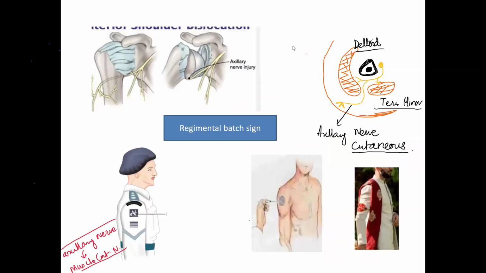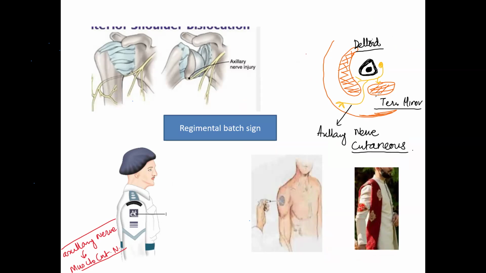One more thing to tell you: what are the structures near the shoulder. We have one very important structure, that is your axillary nerve. The axillary nerve lies around the surgical neck of the humerus. So any fracture or any dislocation of the shoulder stretches the nerve or may cause damage to the nerve, resulting in neurological deficit.